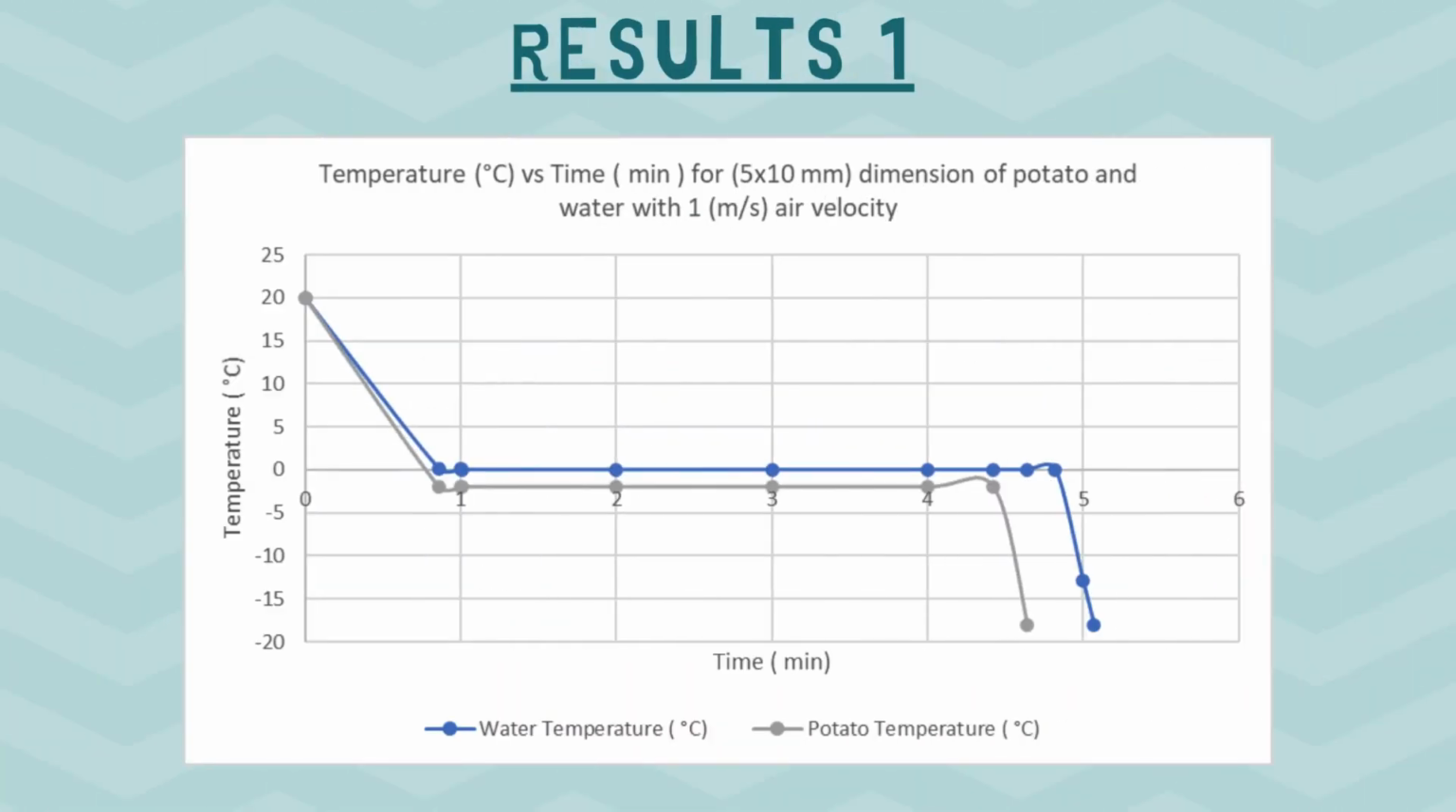The results for the first experiment show that the sample has a diameter of 5 mm and a length of 10 mm, with air velocity 1 meter per second, starting temperature 20 degrees C and ending temperature negative 18 degrees C. From the graph, it shows that the sensible heat of water remains constant at 0 degrees C, while potato sensible heat remains constant at negative 2 degrees Celsius.